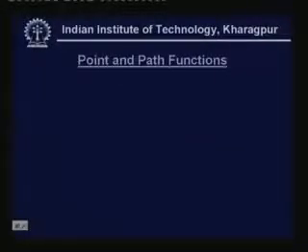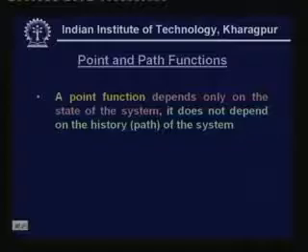Now, let us define thermodynamic functions. Thermodynamic functions can be either a point function or a path function. A point function depends only on the state of the system and it does not depend on the history or path of the system. That means it depends only on the initial and final states, it is independent of the path. Examples of point functions are temperature, pressure, density. These are all examples of point functions.